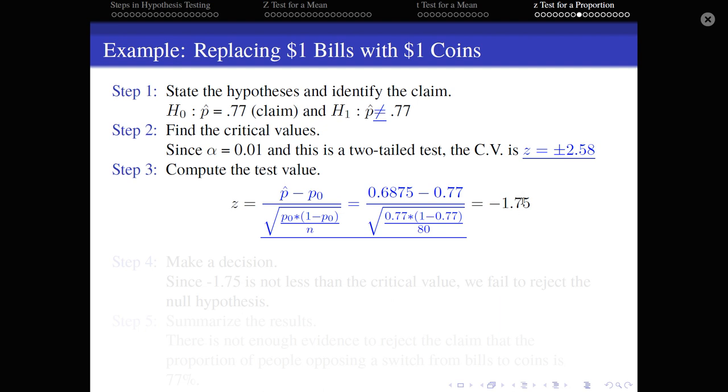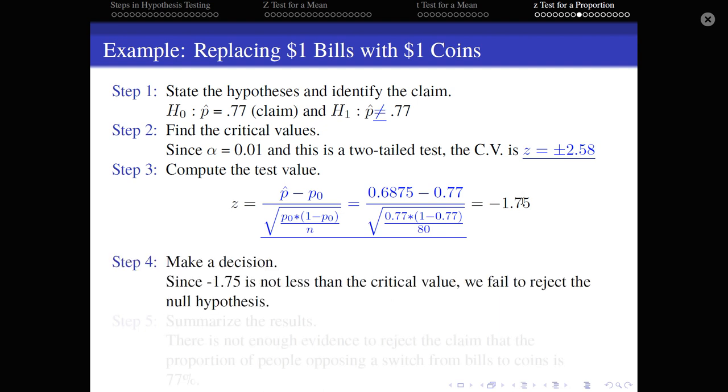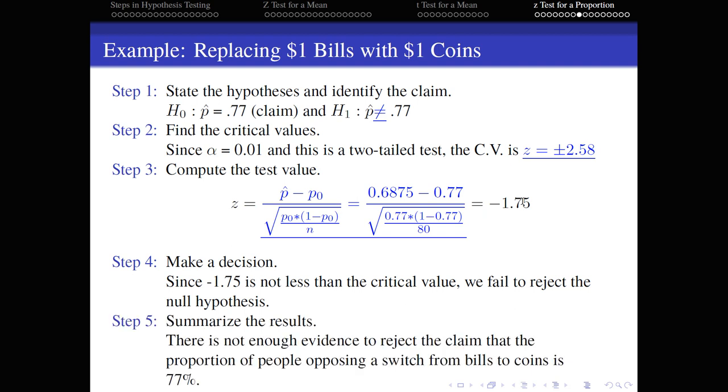Though this is pretty big, it's still not outside of the critical value region, so we still fail to reject the null hypothesis. That is, that there's not enough evidence to reject the claim that is 77%. So somebody said it's 77%. I think it's a little bit lower. In fact, in my data, I found it to be 69%. But there's just not enough evidence in the data that I collected to be sure that it's not 77%.